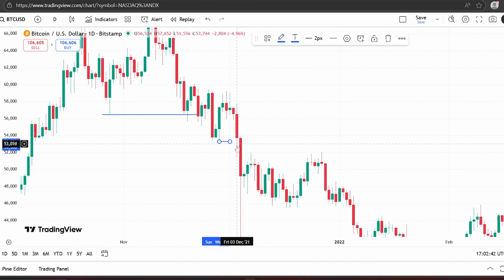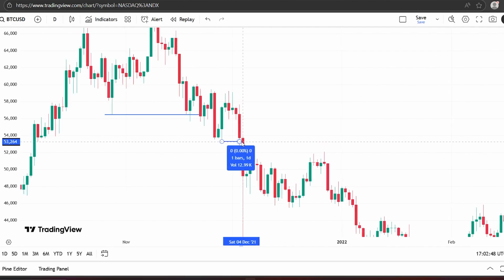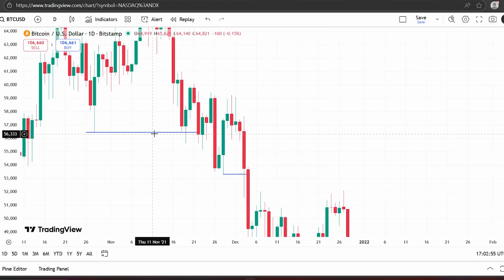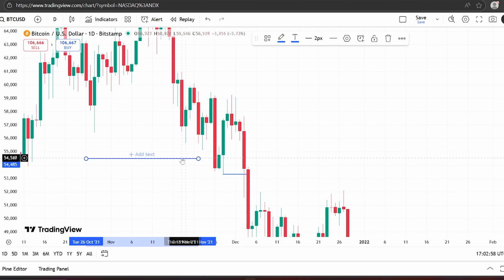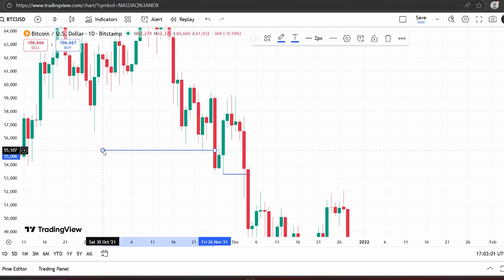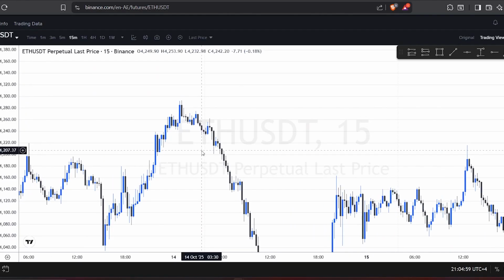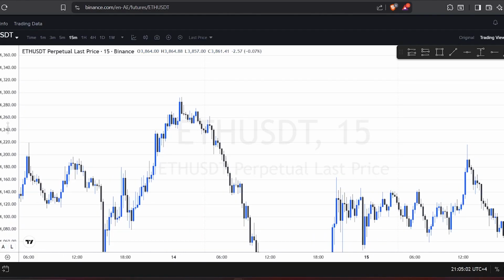We don't see this as a break of structure because this candle didn't close. So we will move to another candle, that is this candle. Or we can also just ignore this one and move to another break of structure. So this one is the break of structure. Break of structure, this one. So here also, I was showing you the break of structure in a downtrend.